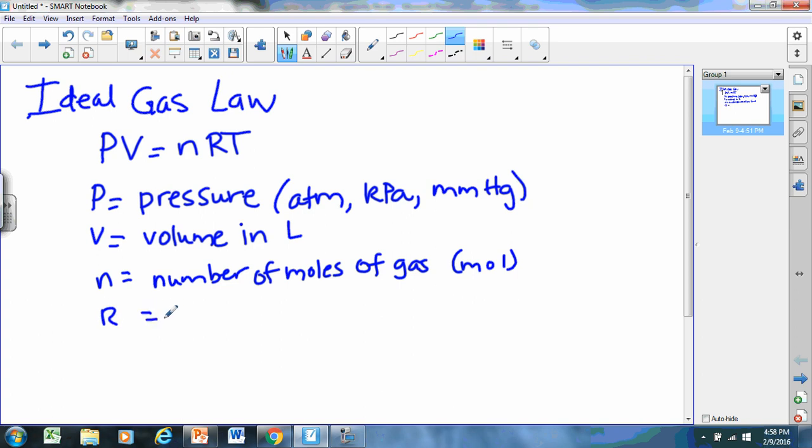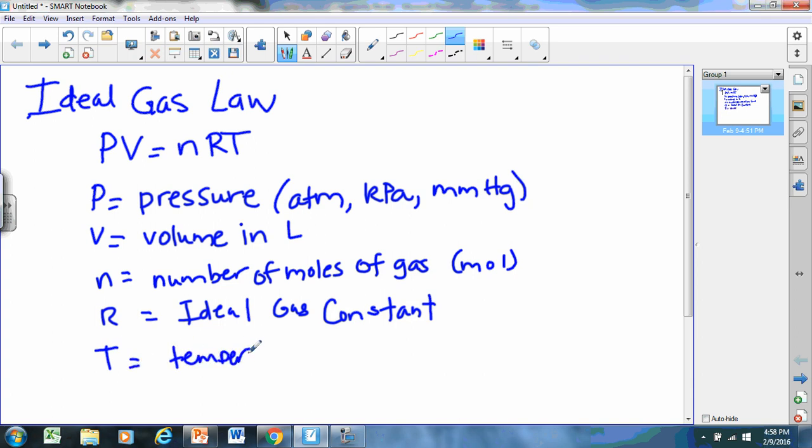R is called the ideal gas constant. It's a constant, just like pi is a constant. It's always 3.14159. It never changes. The problem is there are 3 values of R because there's 3 different pressure scales. And so you will not have to memorize this. It will be given to you on all tests and quizzes, and I'm going to talk about that on the next slide. And T is the temperature.